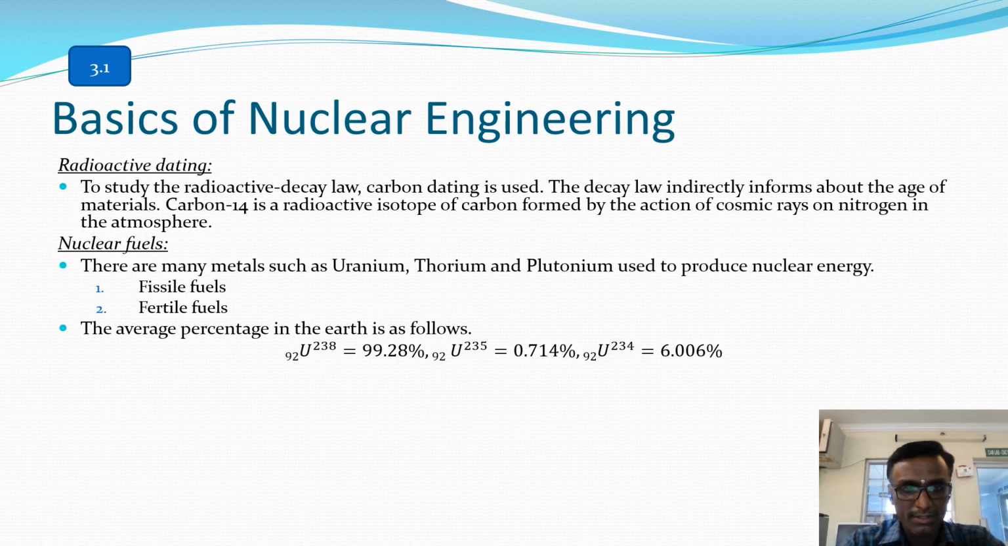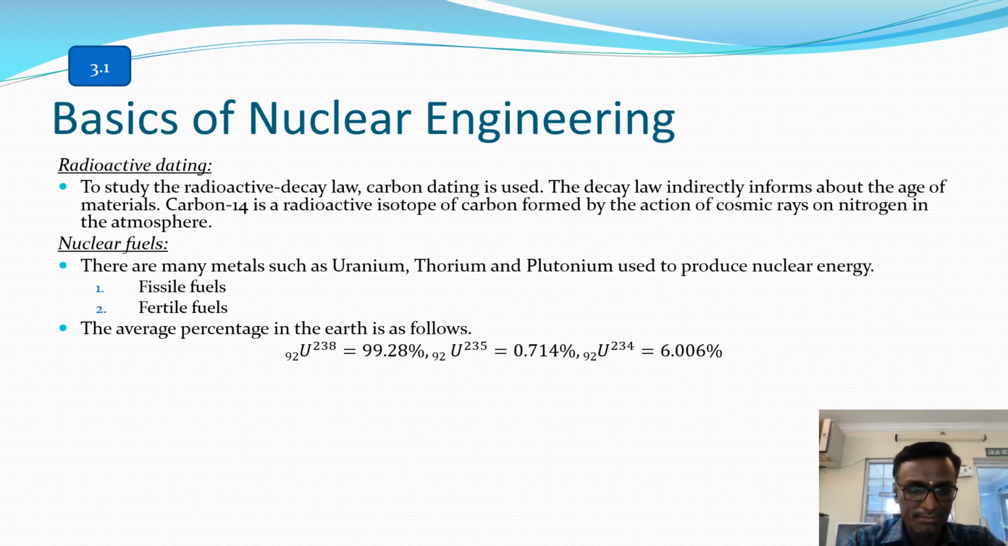Starting with radioactive dating, which is very common nowadays, it is used to take the dating of a particular component. Radioactive dating is somewhere dealing with carbon dating. To study the radioactive decay, carbon dating has been used. So what does this say? Carbon 14 is a radioactive isotope of carbon formed by the action of cosmic rays on the nitrogen of the atmosphere.